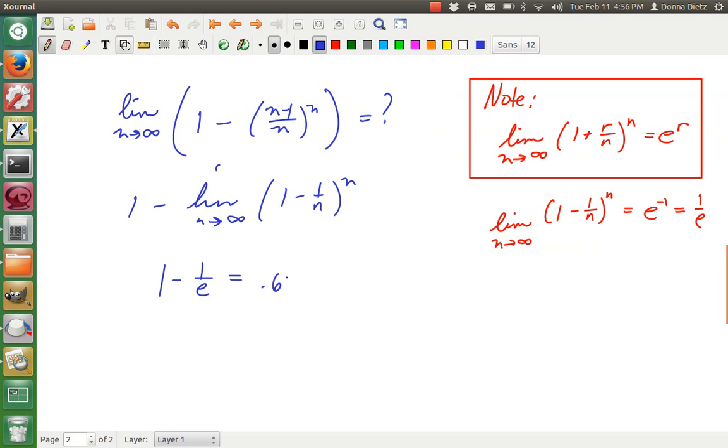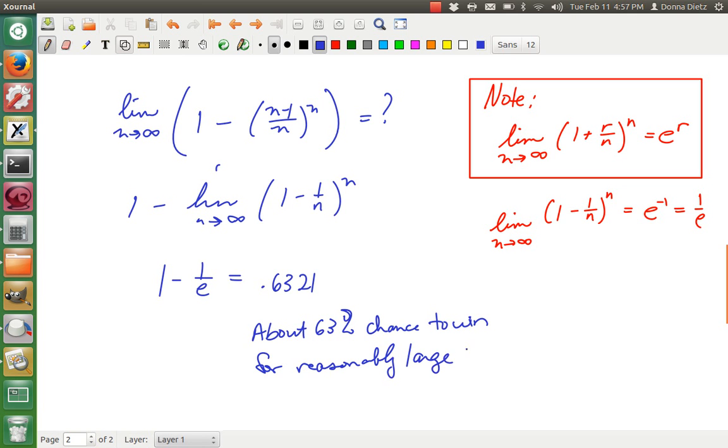That's 0.6321. So you have about a 63% chance to win for reasonably large values of n. And the surprising part was that reasonably large might even be 5 or 6. So for any game it's probably a pretty good estimation, because they're not going to give you 1 in 3 boxes with a prize. That's never going to happen, right? So it'll be like 1 in 10 or 1 in 20 at the best. So it's a pretty good estimate.